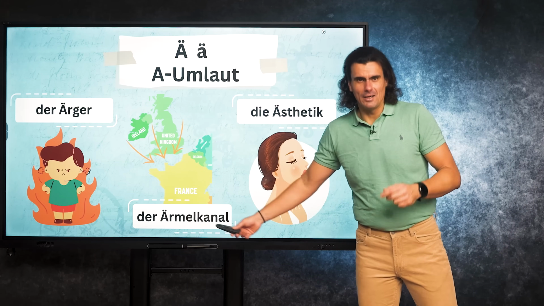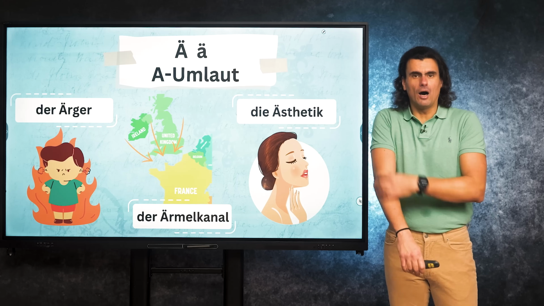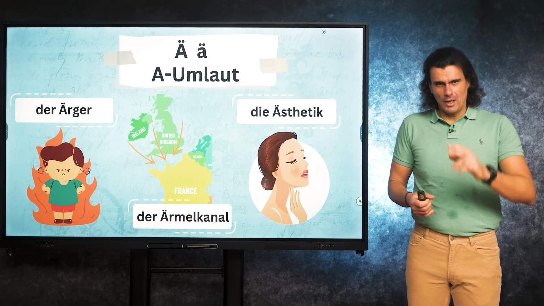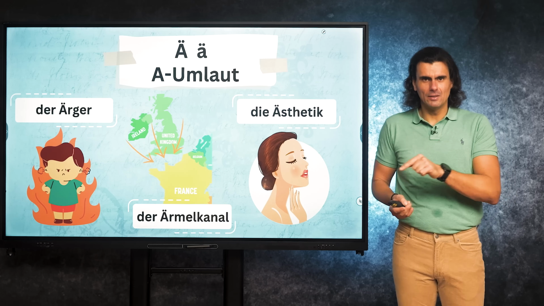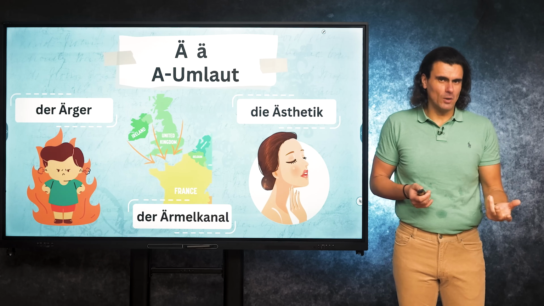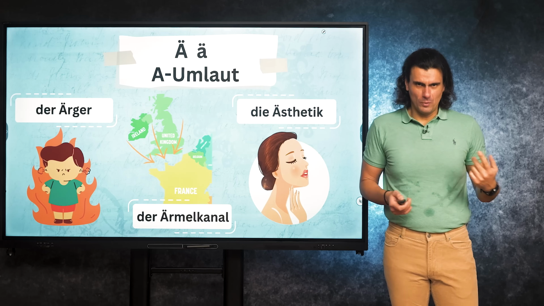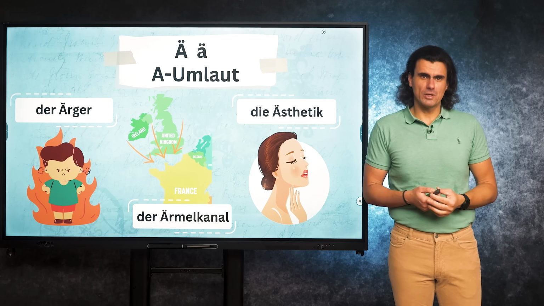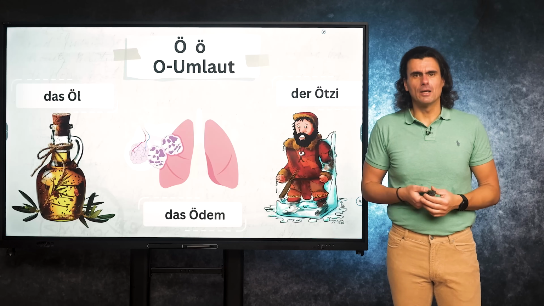I give you an example in the first lesson. Der Ärmelkanal is written with A-Umlaut because der Arm is the arm. And when you have the transition from, in this case, A to a sound which is E, then you write it with A-Umlaut and not with I. You have pretty much the same principle with the other 2 umlauts which are coming now.